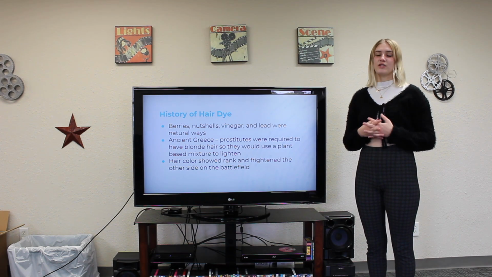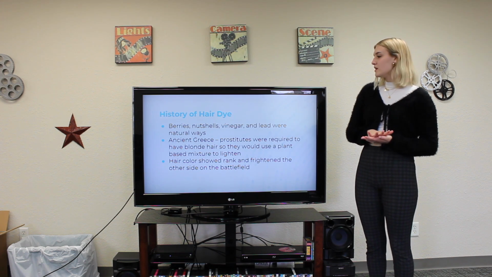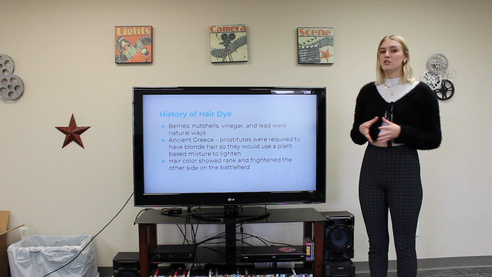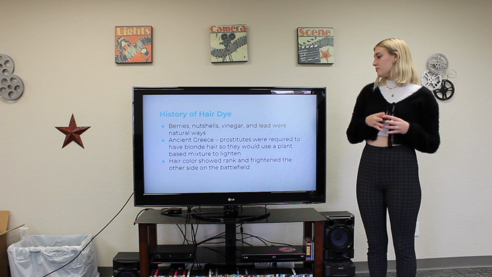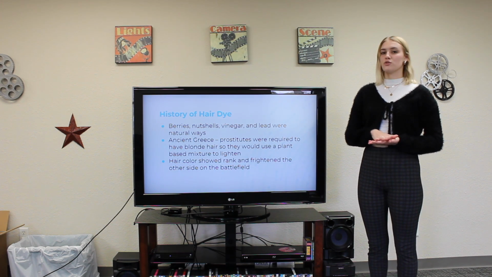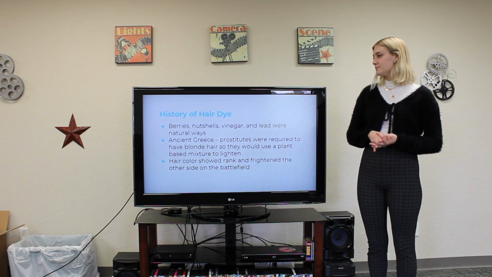Berries, nutshells, vinegar, and lead were all ways to naturally dye people's hair. And in ancient Greece, prostitutes were actually required to have blonde hair, so they would use mixtures of plant-based materials to lighten their hair. And then hair color also showed rank and kind of frightened the other side during battles.